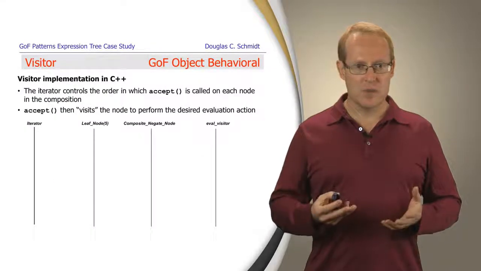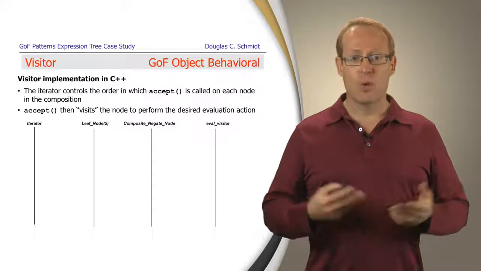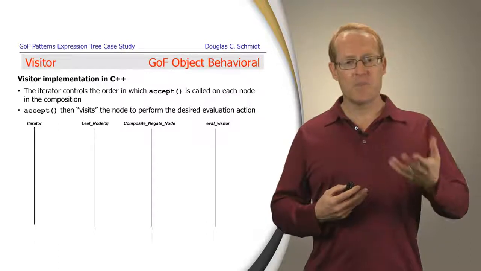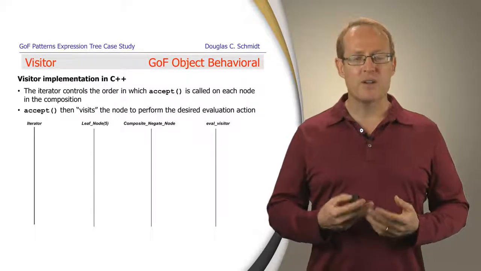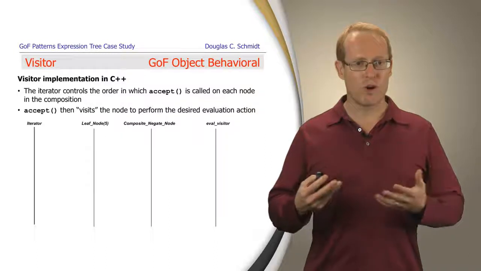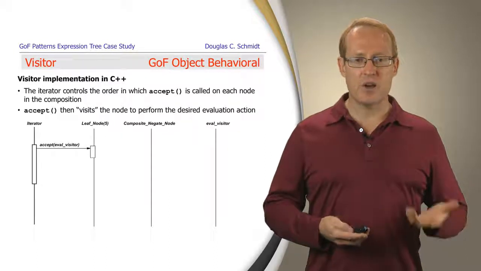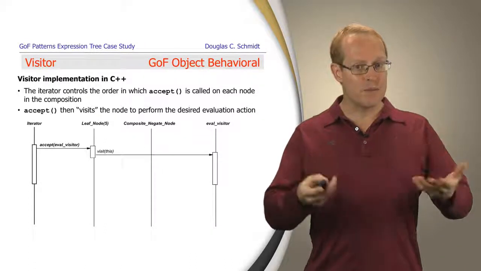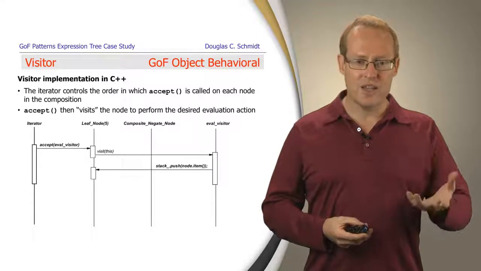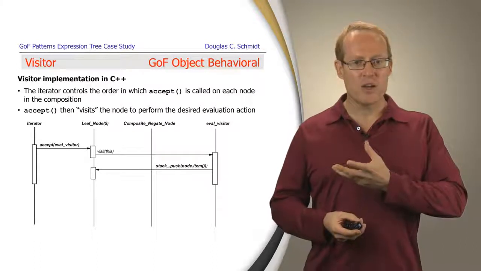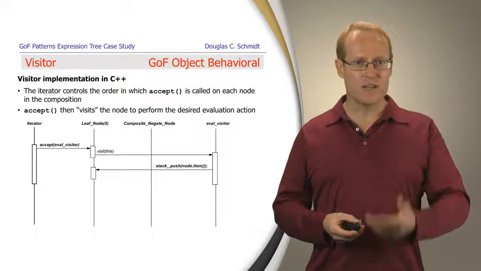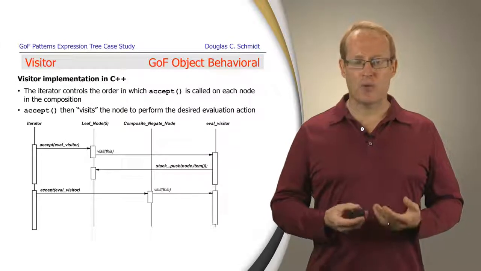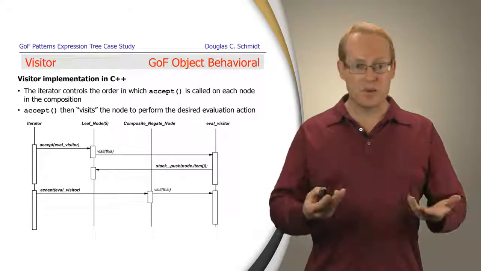Here's an illustration that shows how this might work as a sequence diagram. Once again, the iterator controls the order in which these things happen by calling accept. The accept method then visits the appropriate node it's given, passing in the evaluator visitor to do the right work to evaluate the tree. So in this case, we call accept on a leaf node. That turns around and calls the eval visitor and says, please come and visit me. The eval visitor says, aha, thank you. I will go ahead and grab your value, and I will push this value onto the runtime stack. Next, when we go and visit the negate node, when the accept method is called, it'll say, come visit me, please.